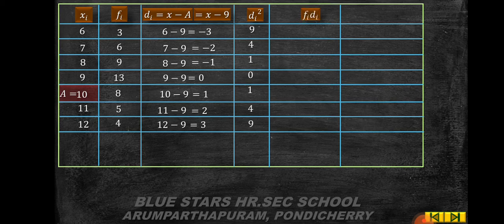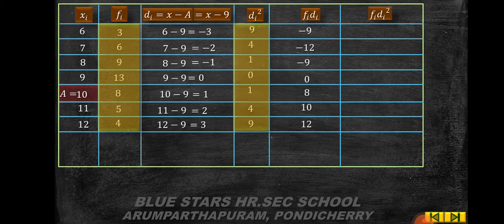Then Fi into Di. So 3 into minus 3 is minus 9. 6 into minus 2 is minus 12. 9 into minus 1 is minus 9. 13 into 0 is 0. 8 into 1 is 8. 5 2s are 10. 4 3s are 12. Next, Fi di square. So Fi into di square is 9 3s are 27, 6 4s are 24, 9 into 1 is 9, 13 into 0 is 0, 8 into 1 is 8, 5 4s are 20, 4 9s are 36.